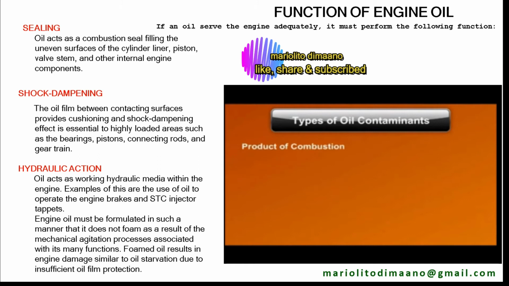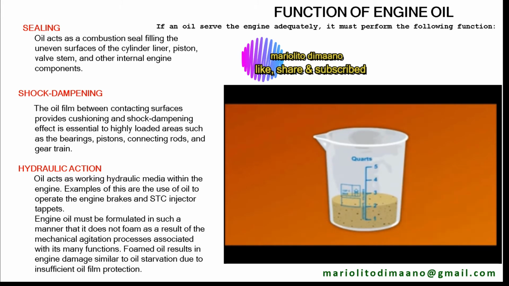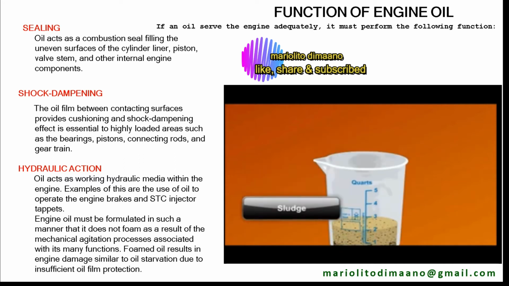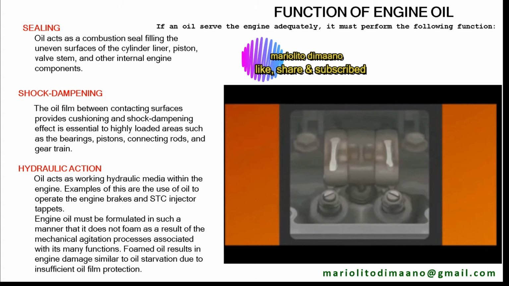Contaminants may be the product of combustion or an internal contaminant. Products of combustion include soot, carbon particulates, unburned fuel, and water. When oil remains in the engine too long, these contaminants overload the oil's ability to handle them and form a coating called sludge. This sludge covers internal engine parts, blocks the return path to the oil pan, and reduces lubrication performance.